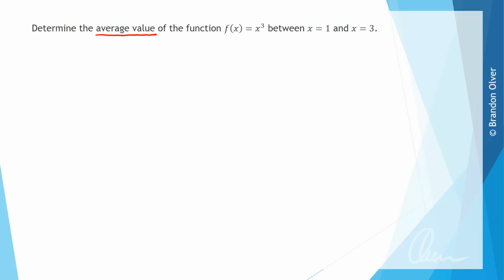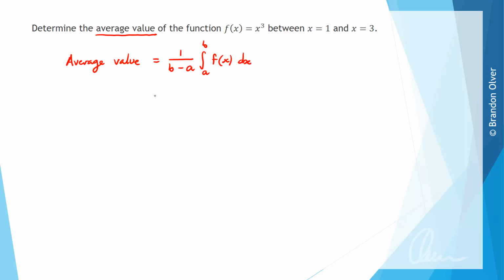Determine the average value of the function f(x) = x^3 between x = 1 and x = 3. So we know that the average value of a function over an interval a to b is given by 1 divided by (b - a) times the integral from a to b of the function f(x) dx.